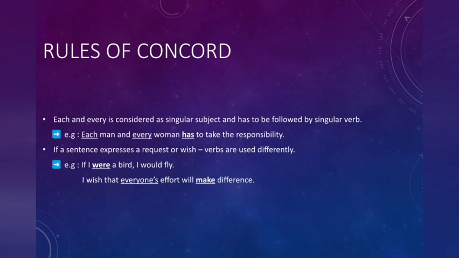Next rule, if a sentence expresses a request or wish, we have to use a verb in a different way. For example, if I were a bird, I would fly. Here we are using were as a verb. Second sentence, I wish that everyone's effort will make a difference. Here we are using make.